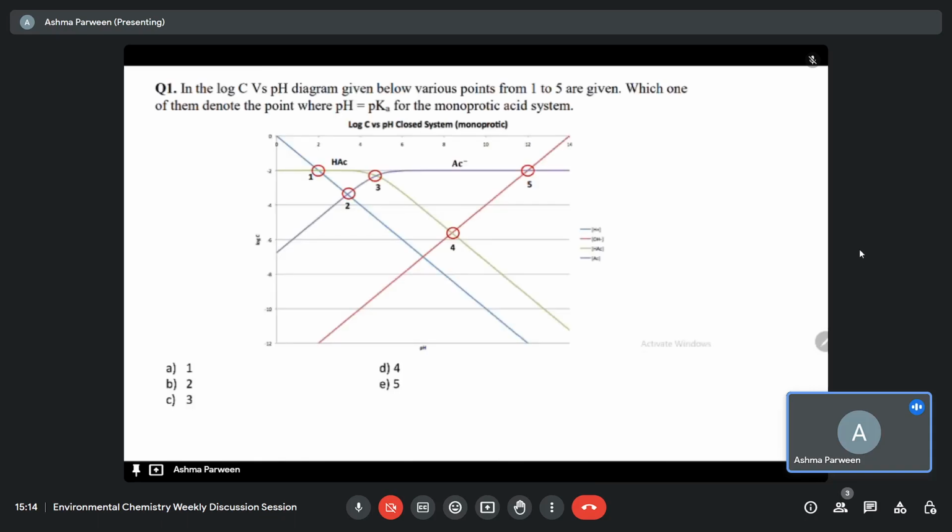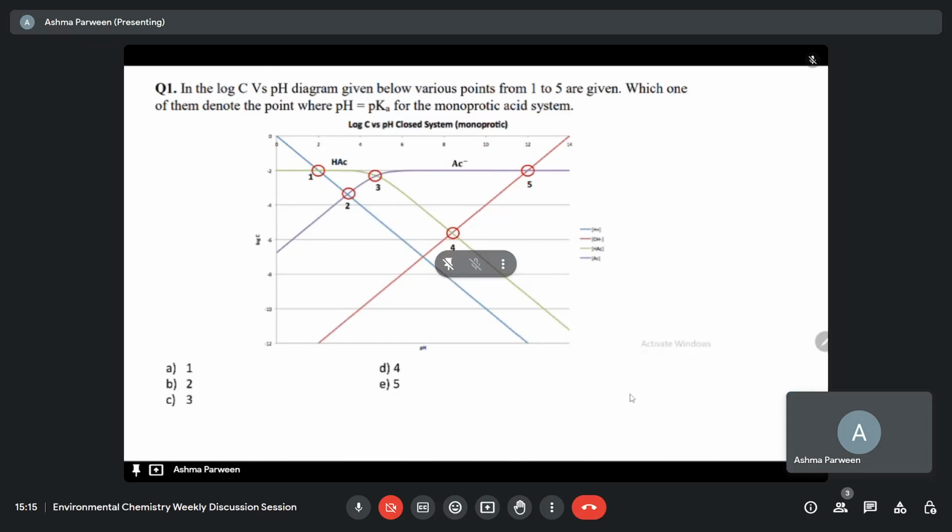The first question is, in the log C versus pH diagram given below, various points from 1 to 5 are given. Which one of them denotes the point where pH equals pKa for the monoprotic acid system? So we have been given a log C pH graph, and we have to find out of the given 5 points which point shows that pH equals pKa. It is a straightforward question. I will give you 2 minutes to think about this and write your answer in the chat box.